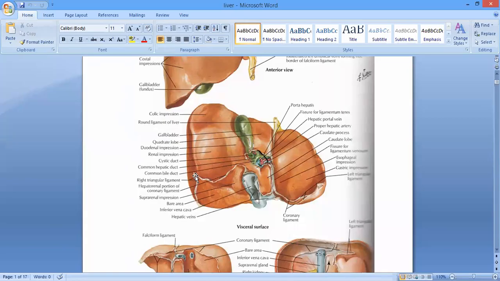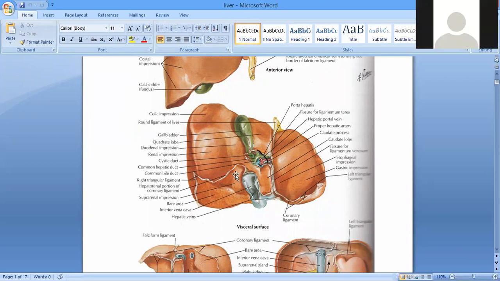Okay? And from this right triangular ligament, you can see these two layers going to diverge from each other, right? And they are going to hold this roughly triangular area, right? And this area is called the bare area of the liver. This area of the liver is called bare because it is devoid of peritoneum. अब देखिए ना, ये जो show कर रही हैं, this inferior layer and this superior layer, these two layers are showing the attachment of the peritoneum. These parts are peritoneum attached, right?